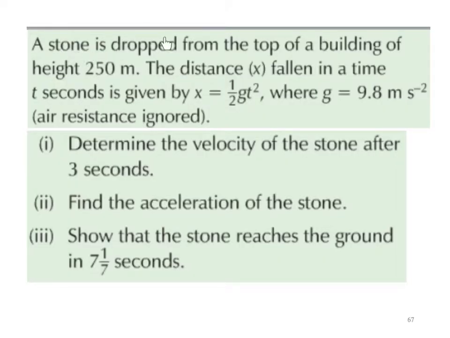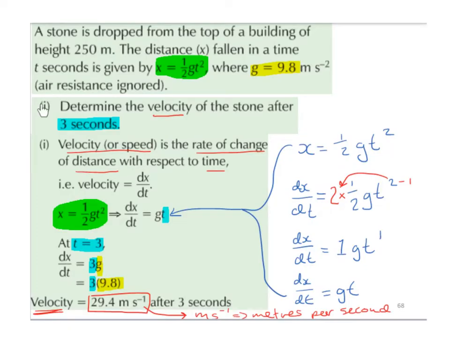A stone is dropped from the top of a building of height 250 meters. The distance x fallen in a time t seconds is given by x equals half gt squared, where g is equal to 9.8 meters per second squared. Air resistance is ignored. Part 1. Determine the velocity of the stone after 3 seconds.